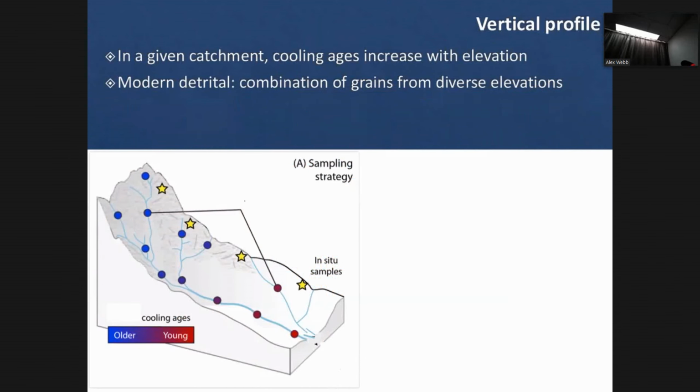This is something we see easily in a vertical profile. If you take one catchment, the rock on top will give older thermochronological ages, not crystallization ages, than the rock at the bottom. Why? Because the top sample passed the 100 degree geotherm much before the bottom rock. So it's completely normal to have a difference here. And the same if you work on detrital samples. In detrital samples, you will have a lot of grains of different ages. All the grains with old ages are coming from the top, and all the grains with young ages are coming from downstream.